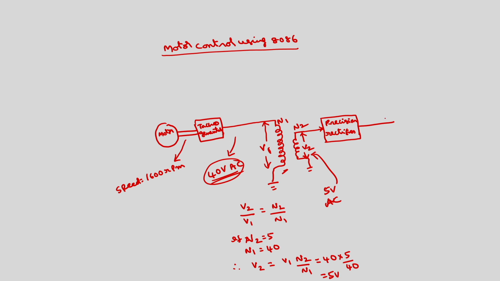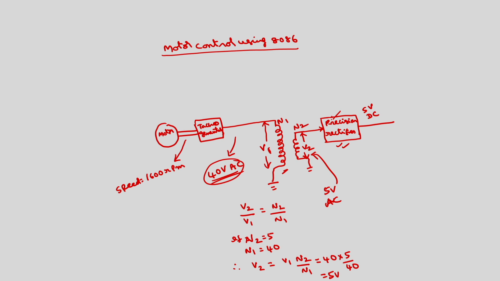So, to convert into DC we will use a precision rectifier. The precision rectifier will be the same as an ordinary rectifier, except that here we will be using op amps. We can construct this rectifier by using just simple diodes also. If it is a half wave rectifier, 2 diodes; full wave rectifier, 4 diodes.